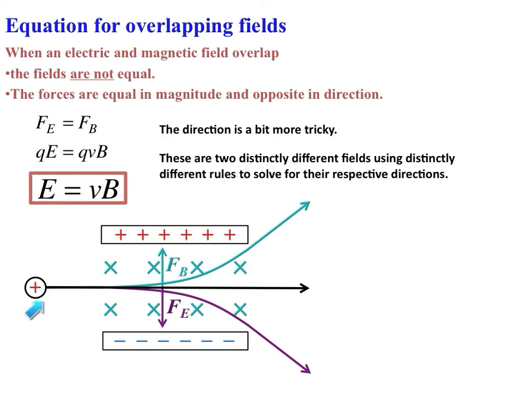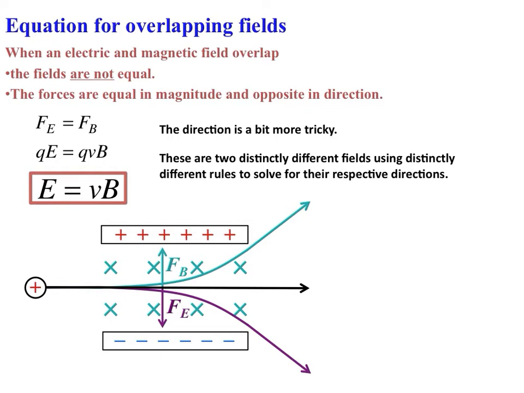If I have a positive charge and the electric field is the only thing that it experienced, then it would follow this parabolic path. But if these forces are equal and opposite, then it's going to travel in a straight line and go directly through the middle. Remember that these fields are not equal. Only the forces are. So we can set the two equations for the different forces equal to each other.